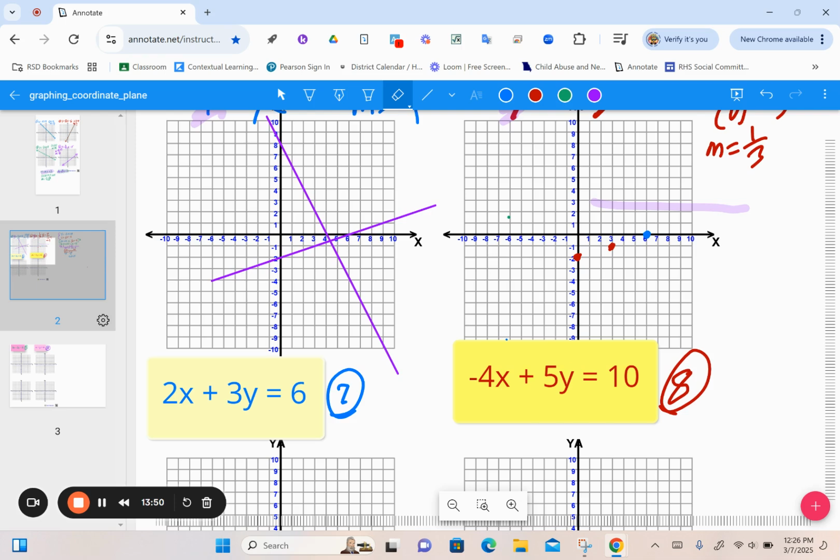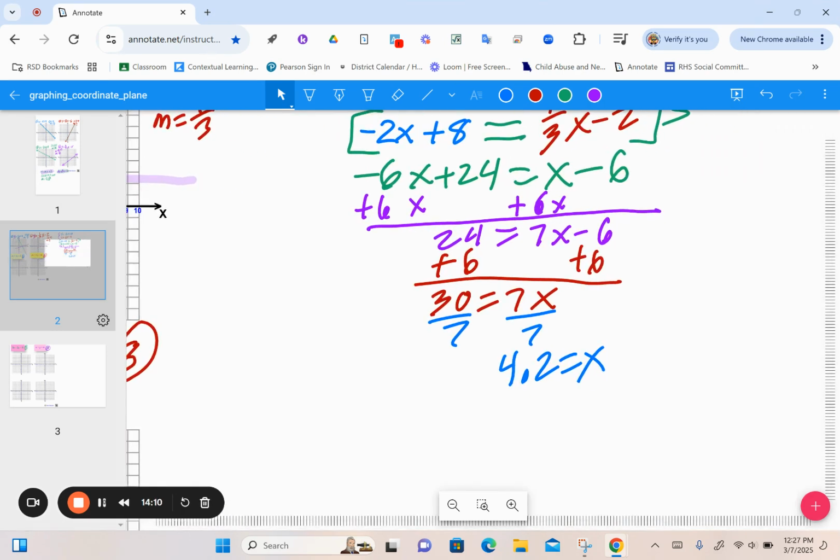And one of those was supposed to have been green. Can I make you green? There we go, make it green. And you can see where they're intersecting is off to the right of 4. So where is that at? It's exactly at 4.2 because we just solved this equation and got 4.2. So now we know what x is.